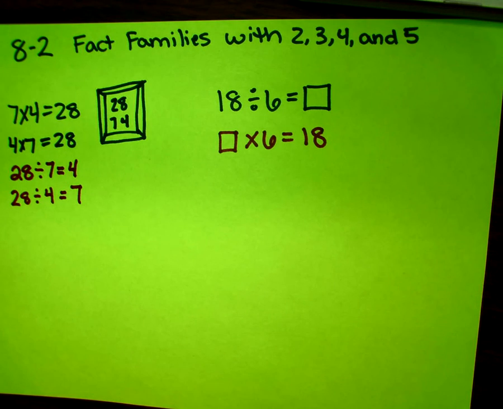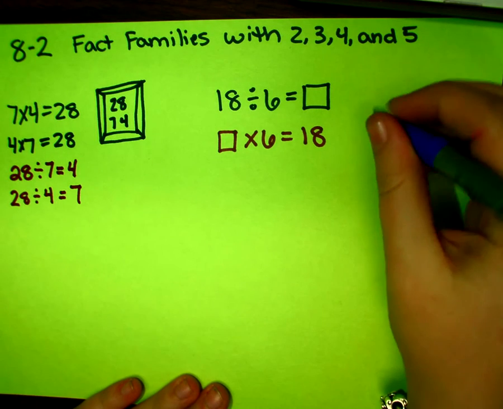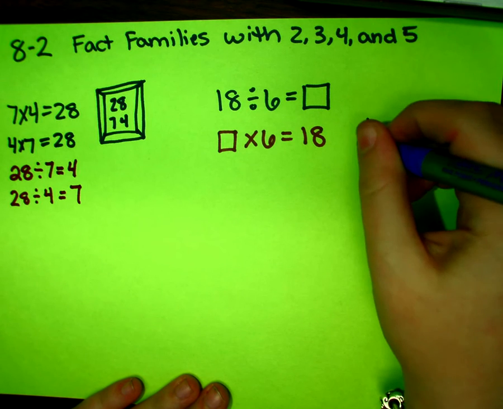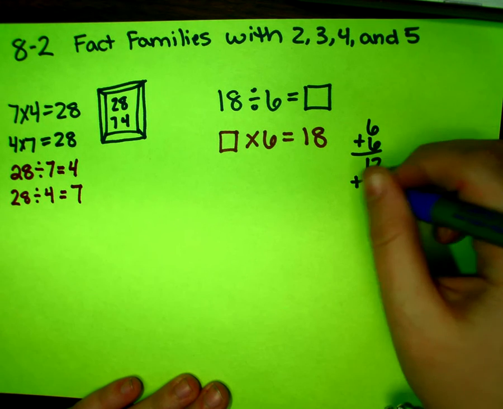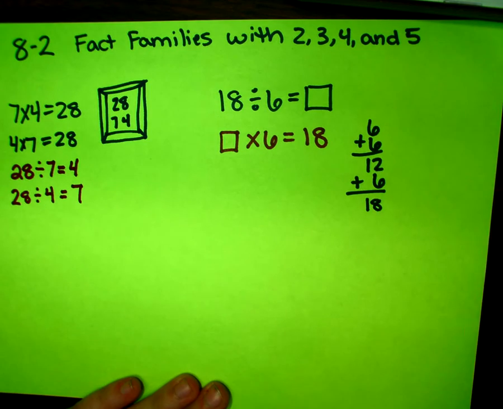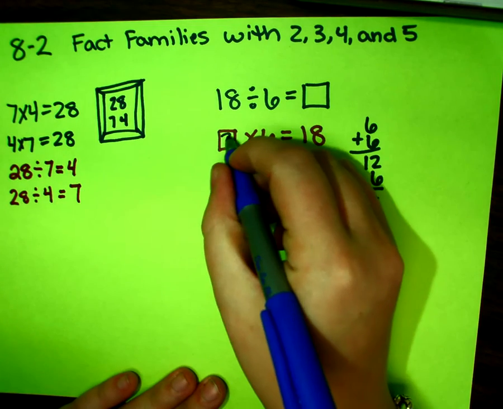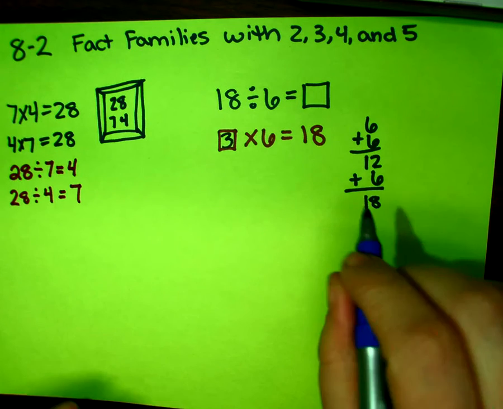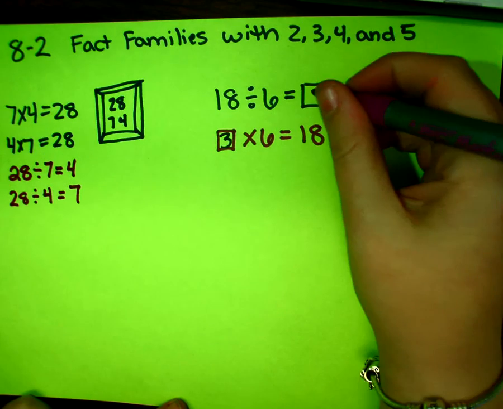If you know how to count by sixes, you could do that, but that's pretty hard. So what you could do is just keep adding 6 until you get to 18. 6 plus 6 is 12, plus another 6 is 18, so that's 3. Oh yeah, that's right. 3 times 6 is 18. So now I know if 3 times 6 is 18, then 18 divided by 6 must be 3.